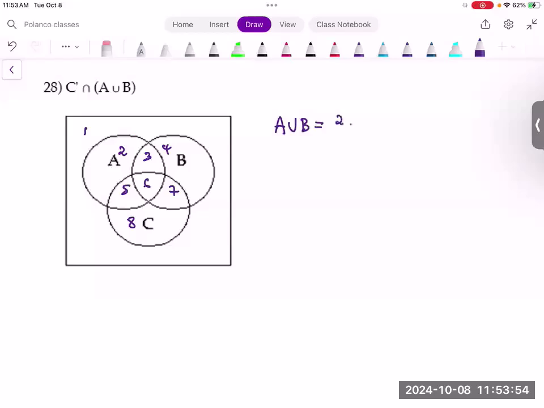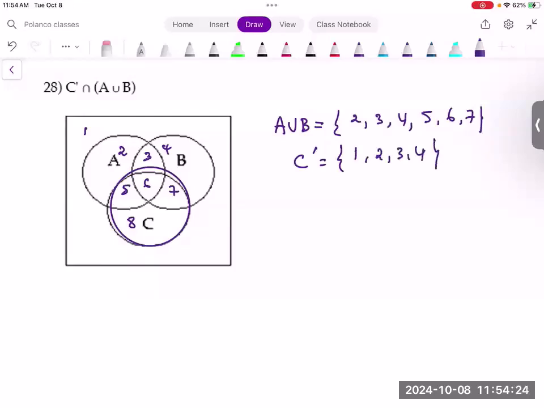It's going to be the 2, the 5, the 3, the 6. Let me put it in order, sorry. So 2, 3, 4, 5, 6, and 7. That's A union B. So now what is C prime? C prime, this is your C here. And C prime, you can be 1, 2, 3, 4, right? We good?